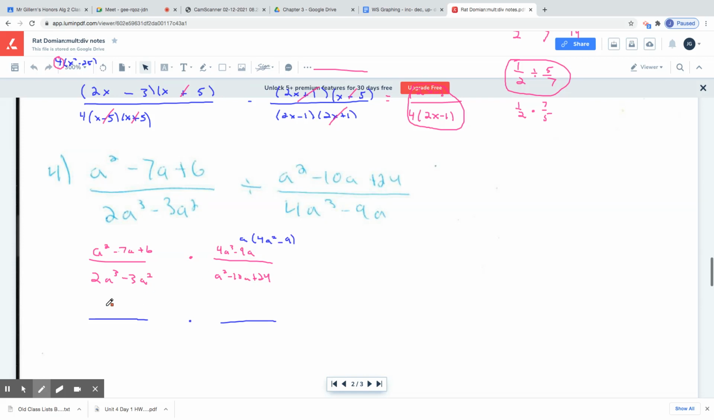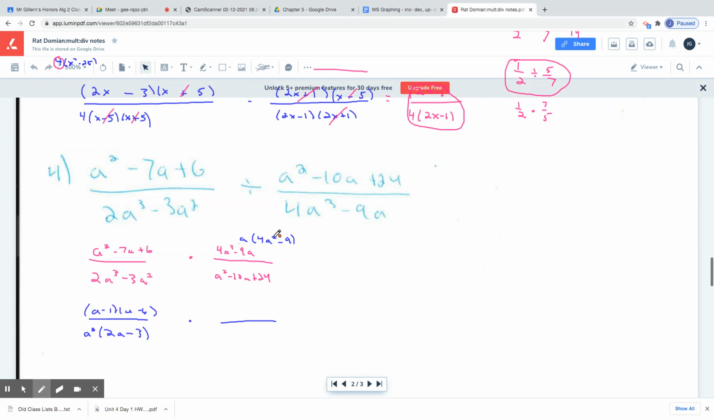So a squared minus 7a plus 6. Two numbers multiply to give me 6, add to give me 7. That's 6 and 1. Plus means that the signs are the same. Negative means they're both negative. So a minus 1, a minus 6. All right, this one, the only thing I can do is take out a squared, leaving me with 2a minus 3.